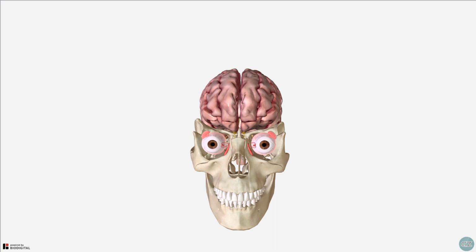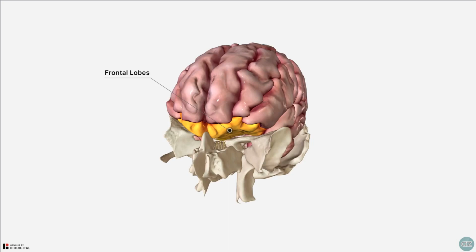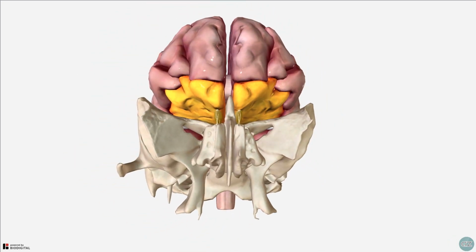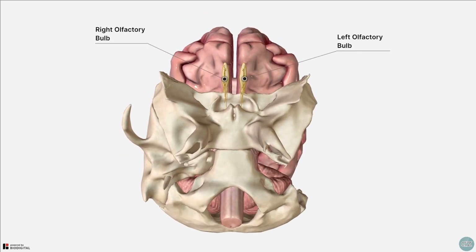In terms of its main contents, the anterior cranial fossa contains the anterior and inferior parts of the frontal lobes of the brain, and it contains the right and left olfactory pathways.